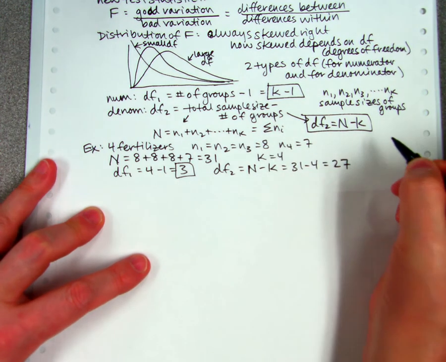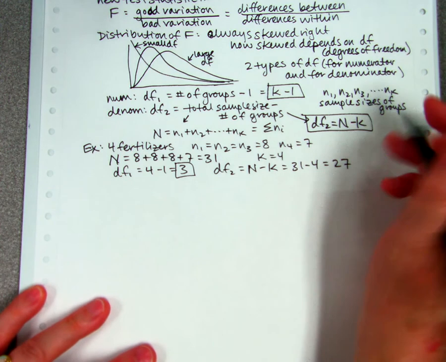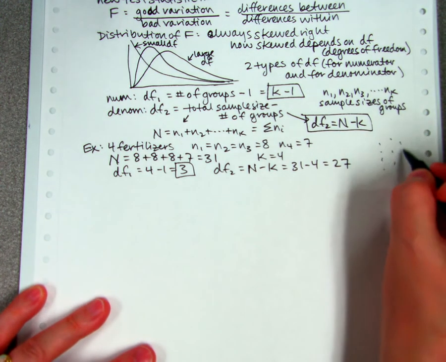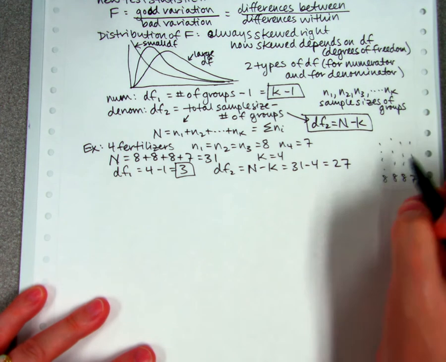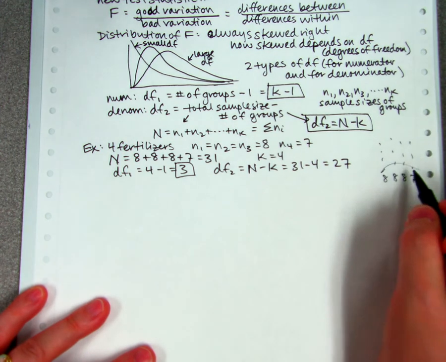So if you think about the lists of data, we have these lists of data over here, and each list has 8 in it, 8 and 8 and 7. What we're doing really is taking 1 off of each list.